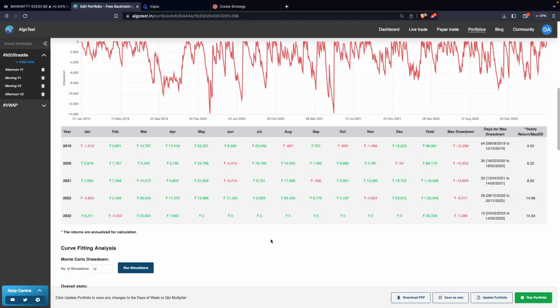So in the past 4 years, it has made profits of 98,000, 88,000, 1,18,000, 1,32,000, and 33,000. This is over the last 4-5 years, and these are the maximum drawdowns: 10,000, 13,000, 13,000, 9,000, 7,000. So what basically is the drawdown? You need to consider drawdown when you are designing an algo strategy.